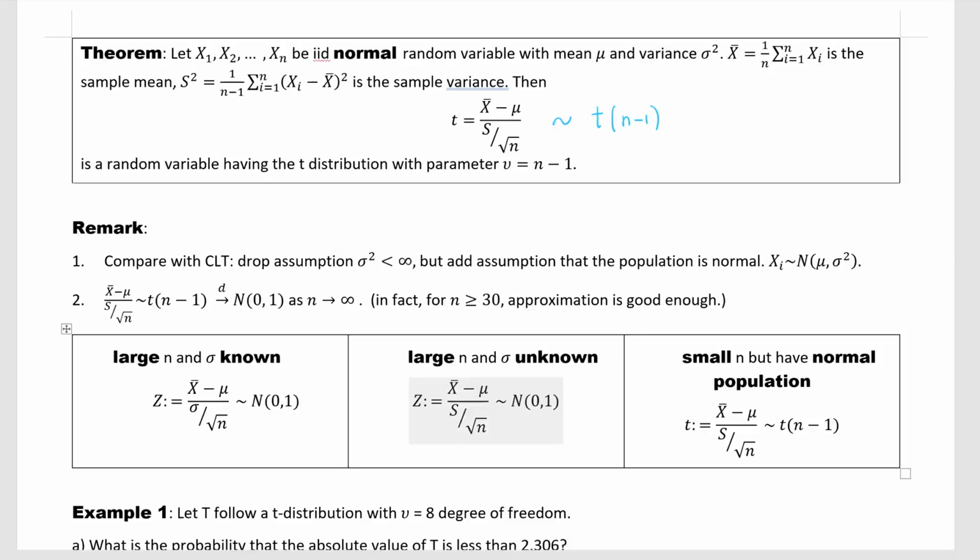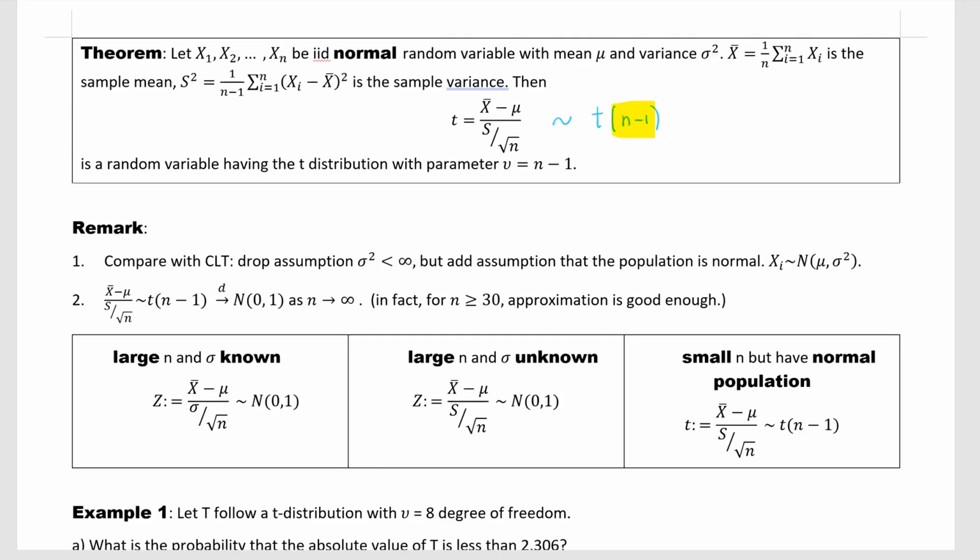So far, so good, everybody? I want to emphasize this because many students make this mistake. The degree of freedom is n minus 1. It's not n. It's n minus 1. Keep that in mind. Compared with the central limit theorem, we drop the assumption that requires sigma to be finite. Here we don't know sigma; it could be finite or infinite. But we add the assumption that the population is normal.